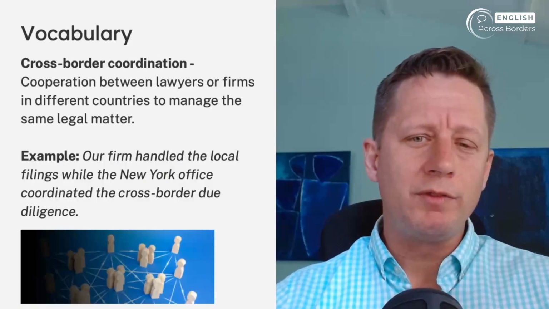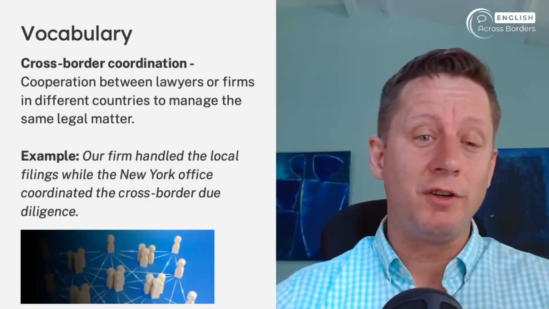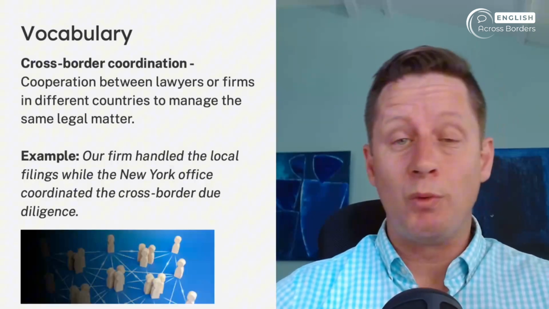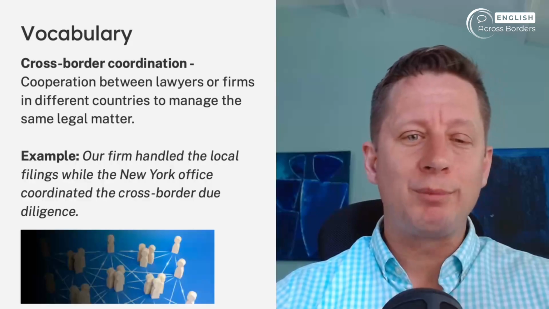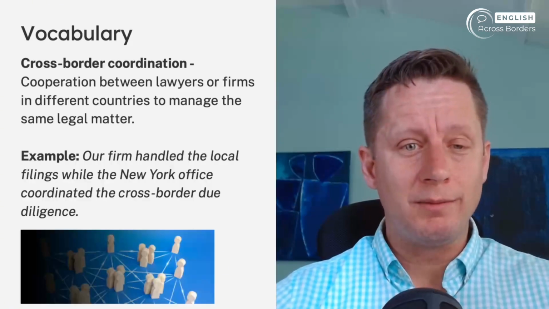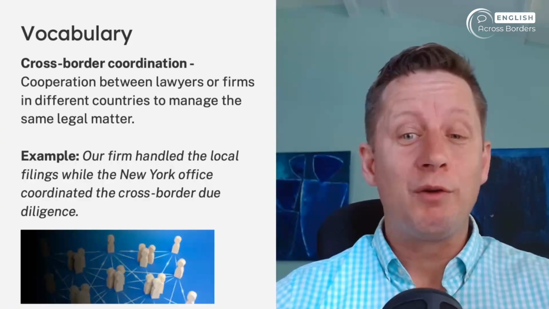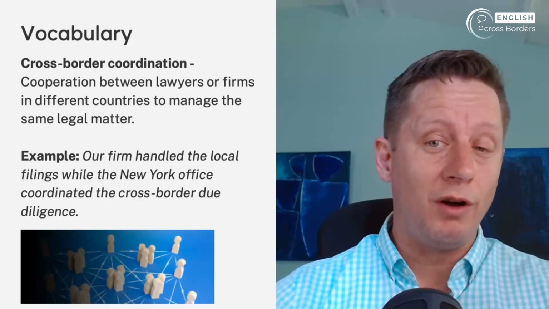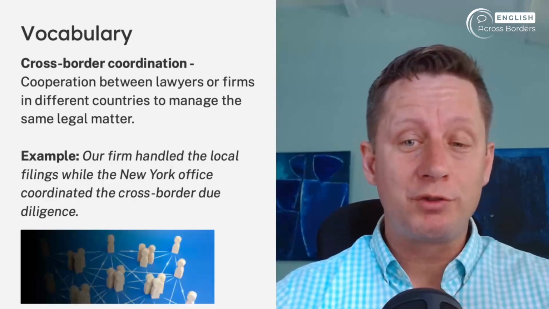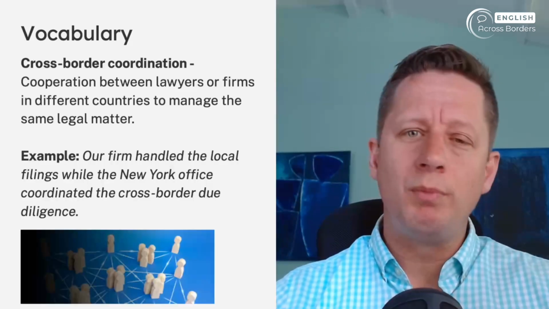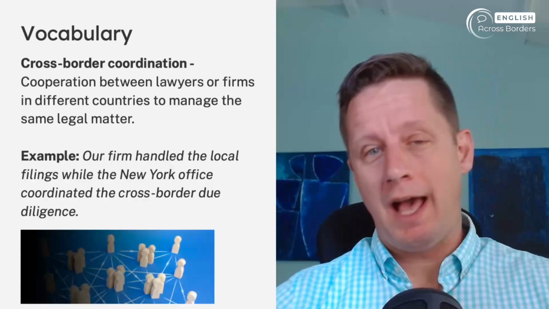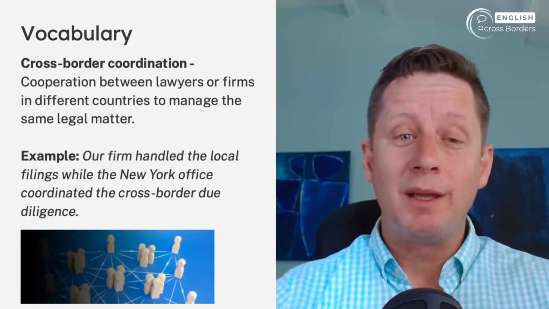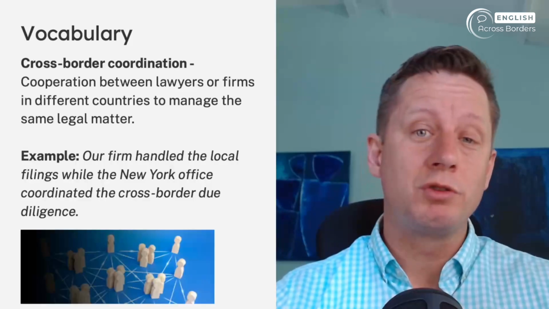This term also reflects how communication styles differ. In some cultures, feedback is softened. In others, it's more direct. Lawyers must adapt tone without losing clarity. The example sentence shows how responsibilities are divided geographically. One firm manages local law, another oversees the global structure. Successful cross-border coordination depends on accurate reporting, consistent terminology, and professional English that bridges linguistic and cultural gaps.